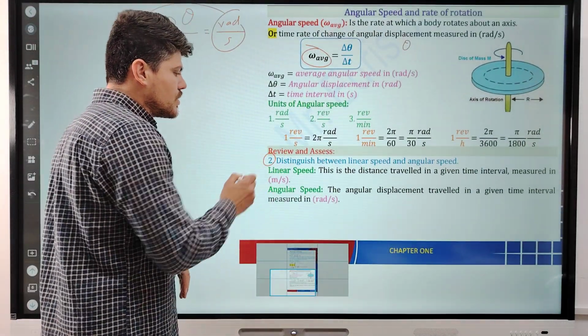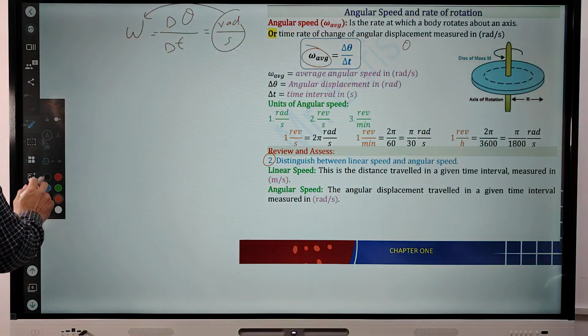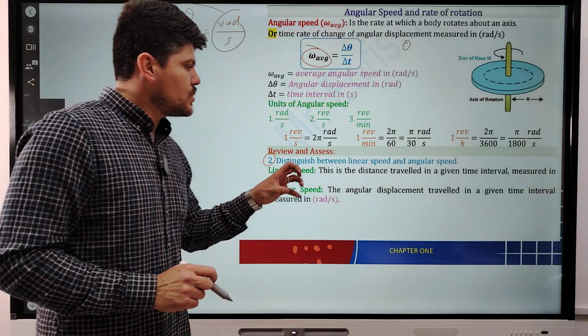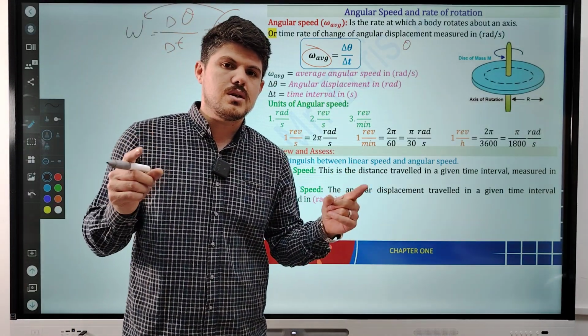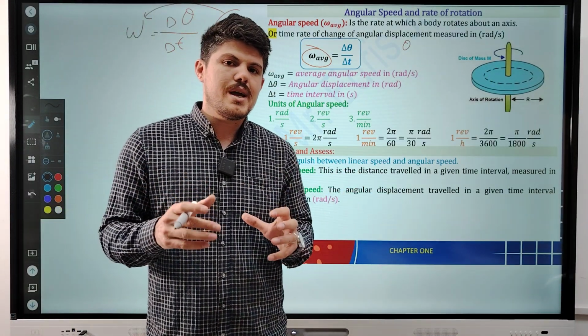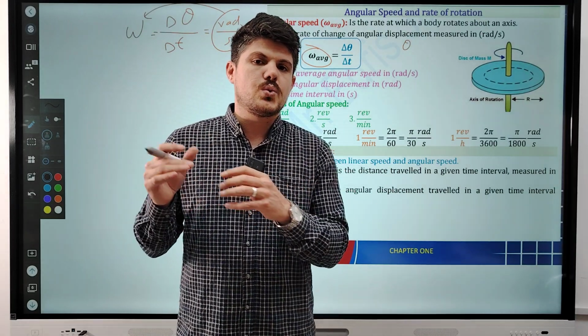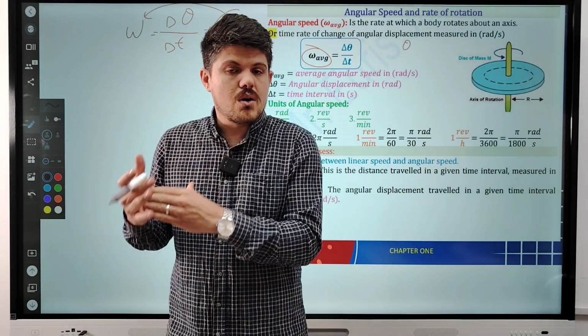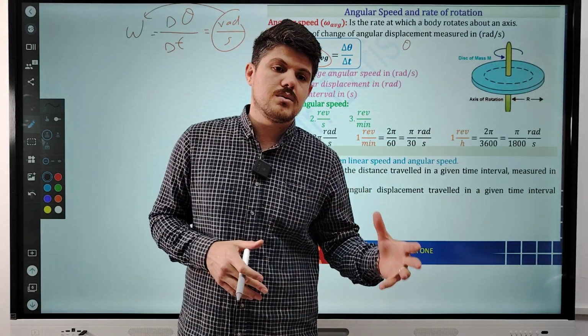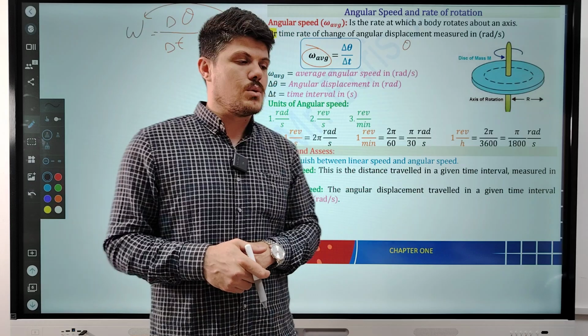Question 2 in chapter review, look at this question. Distinguish between what? The linear speed and angular speed. So for the student, it is very important to make a distinction between what? Between linear quantities and rotational quantities, or linear motion and rotational motion.